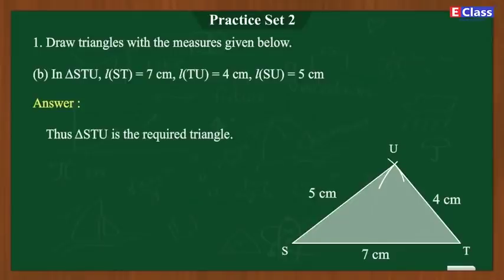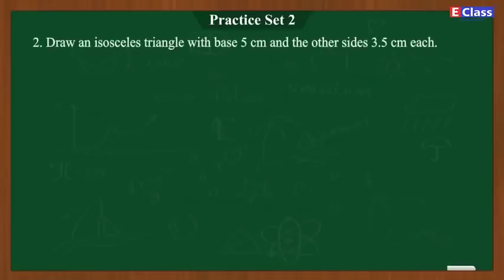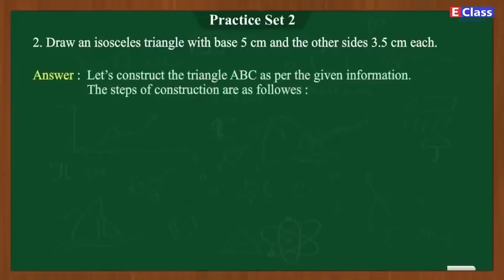Students, here I have solved first two sub-questions of the first question of this practice set. Now students, let's solve the second question of practice set 2. Question number 2. Draw an isosceles triangle with base 5 cm and the other sides 3.5 cm each. Answer. Let's construct the triangle ABC as per the given information.